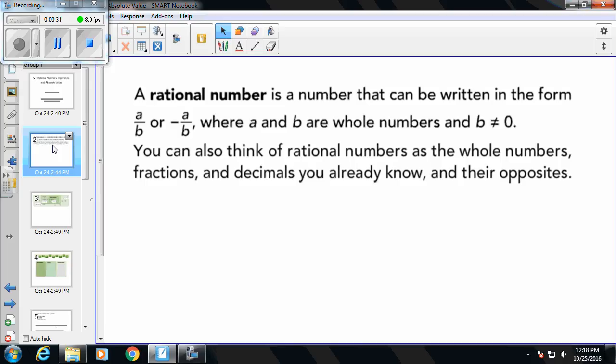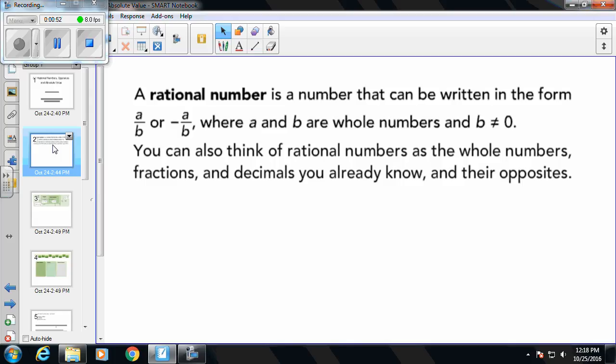You can also think of rational numbers as the whole numbers, fractions, and decimals you already know, and their opposites. I like to think of it this way, in a very non-technical way. A rational number is a fancy word for a fraction. A divided by b, or a over b. Okay, and of course it can be negative.